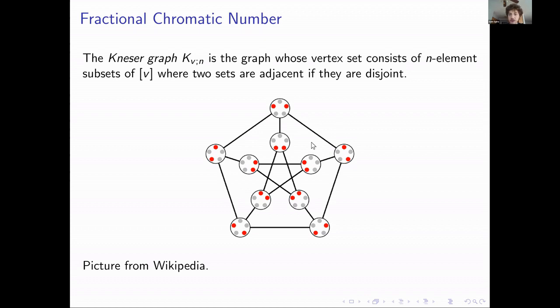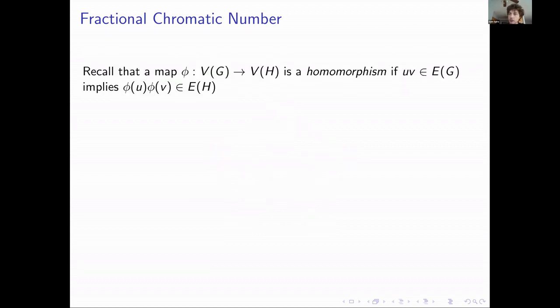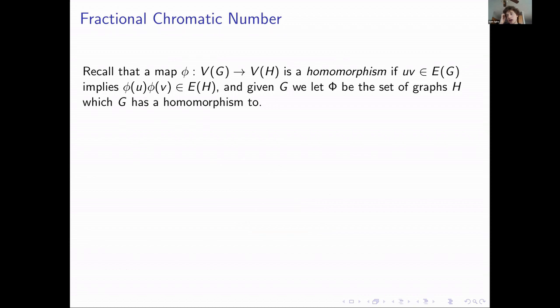In particular, this Kneser graph is the Petersen graph, and many nice special graphs end up being special cases of Kneser graphs. So it's a very nice family. And the other concept we'll need is that of a homomorphism, which I'll recall is just a map from the vertex set of one graph to the vertex set of another graph, such that edges map to edges. I'm going to introduce some slightly non-standard notation and say that given some graph G, we'll let capital Phi be the set of graphs H to which G has a homomorphism.